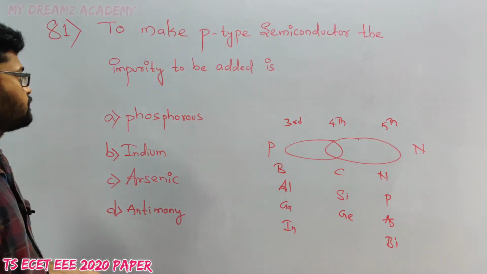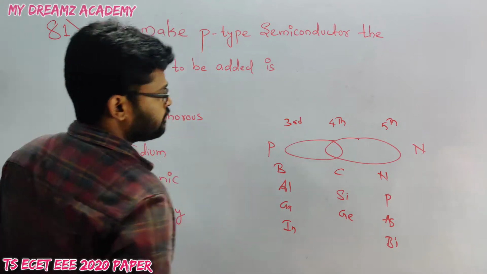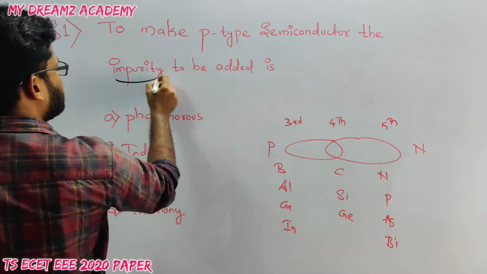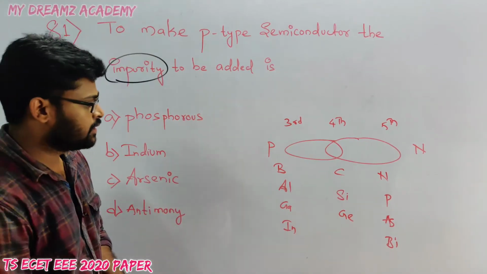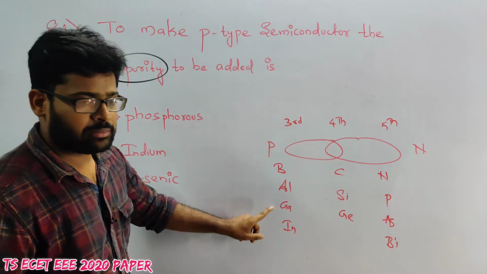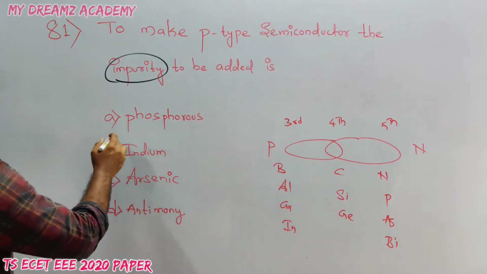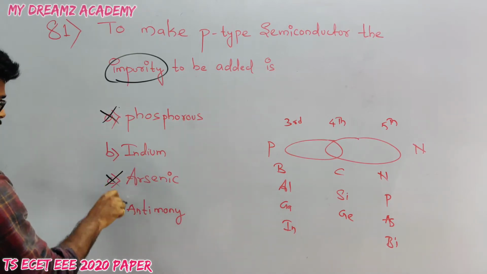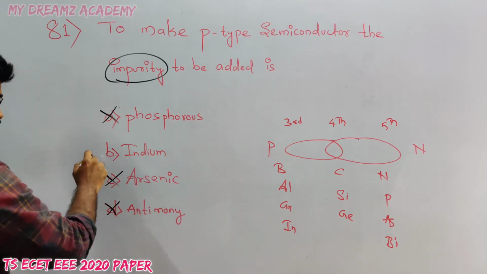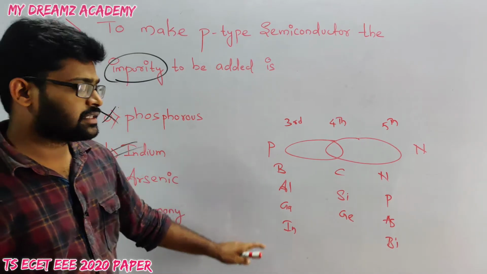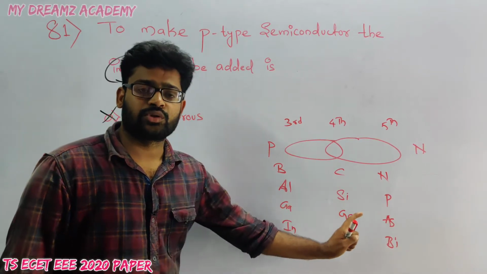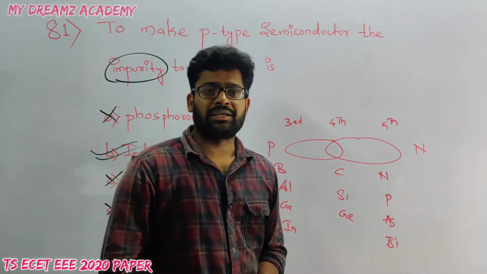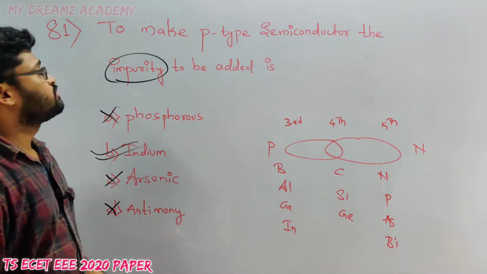Now we'll see the options. To make p-type semiconductor, we need to add third group elements to fourth group elements, right? So which type of impurity should we add, whether it should be boron or aluminium or gallium or indium. Phosphorus is a fifth group element, so not this one. Arsenic is also a fifth group element, antimony is also a fifth group element, so the only correct option is indium, that is a third group element. If I add third group elements to the fourth group elements, it will give p-type semiconductor. If I add fifth group elements to the fourth group elements, it will give n-type semiconductor. So this is question number 81.